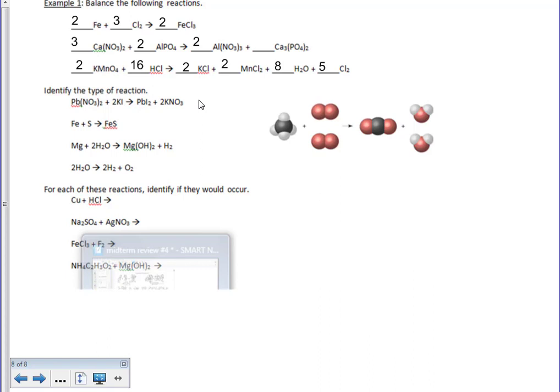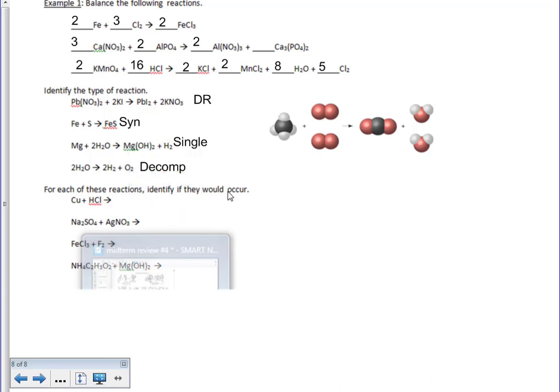Next part just asks you to identify the types of reaction. This one we know is a double replacement reaction. Why? Because we have 2 compounds forming 2 new compounds. Clearly a double replacement. This one I have 2 things joining together, so I know this is going to be a synthesis reaction. This one I have a single thing with a compound creating a new compound and a new single thing, so I know this is going to be single replacement. And the last one I have something breaking down, I know this is going to be a decomp.